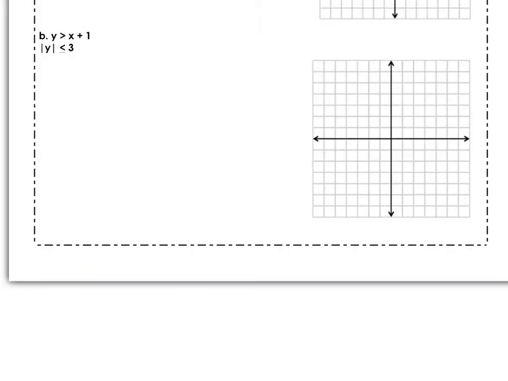All right, we're now looking at example B, where we're given y is greater than x plus 1, and we're given an absolute value inequality where y is less than or equal to 3. Let's first take a look at our first inequality. Y is greater than x plus 1. Once again, I'm going to have a dashed line with a positive slope, and because he's greater than, I'm going to shade above the line here. Just making a little bit of notes.